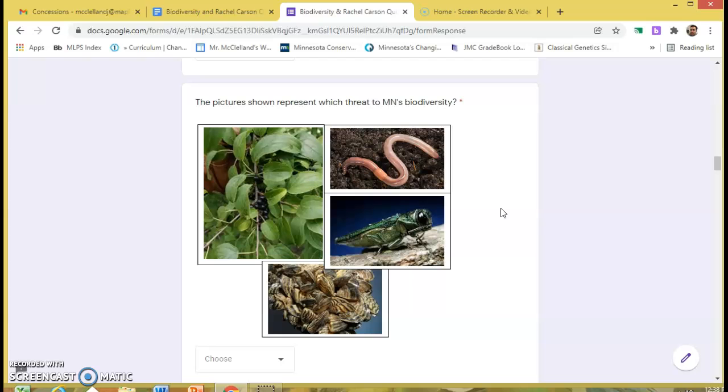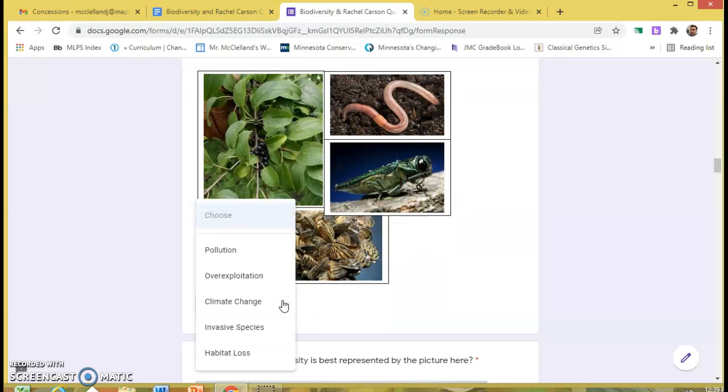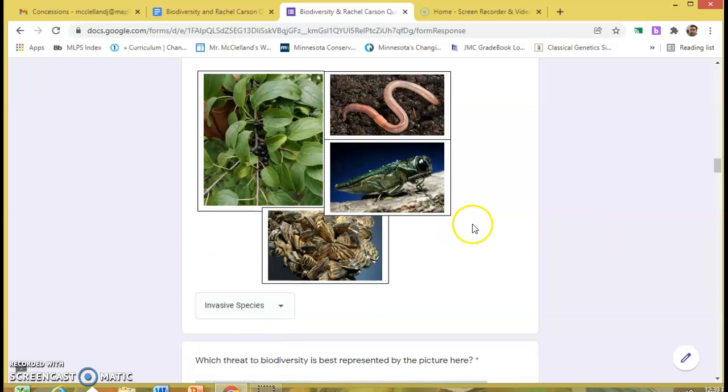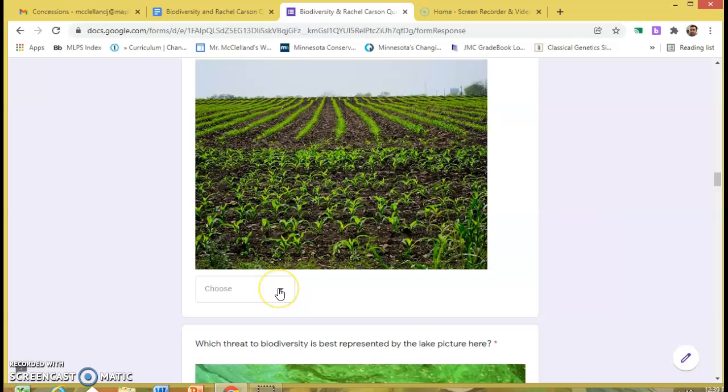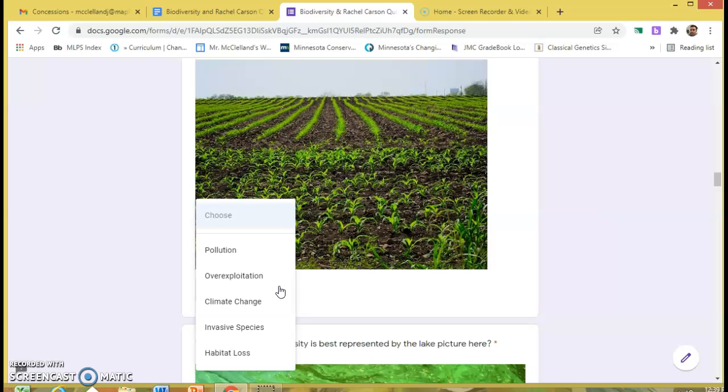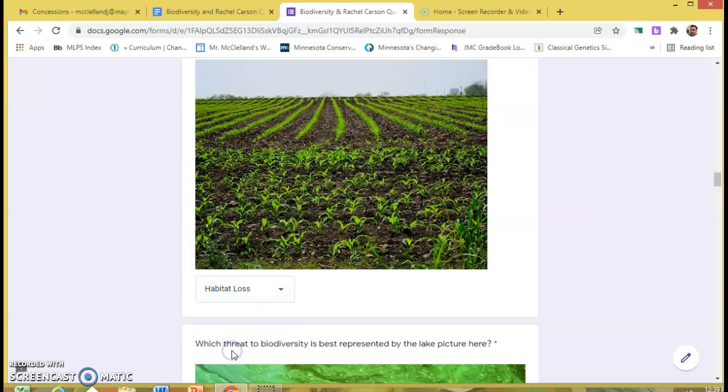The picture shown represents which threat to Minnesota's biodiversity? All of these organisms here are examples of invasive species. Which threat to biodiversity is best represented by the picture here? Well, this is a monoculture, and while very much beneficial to us, the fact that this field exists is a habitat loss for all the species that would have used it prior.